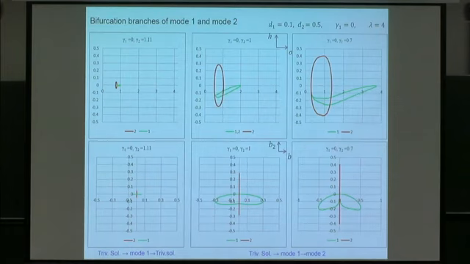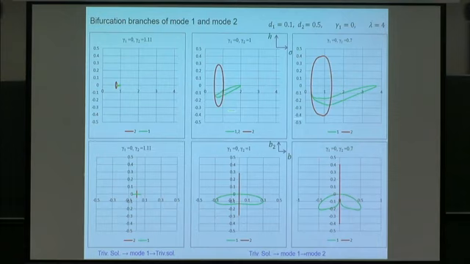In this figure, D1, D2, gamma 1 are fixed. Only gamma 2 changes like this: 0.7, 1, 1.11. And as gamma 2 becomes larger, the loop becomes smaller, and larger than this value, we couldn't compute solutions.